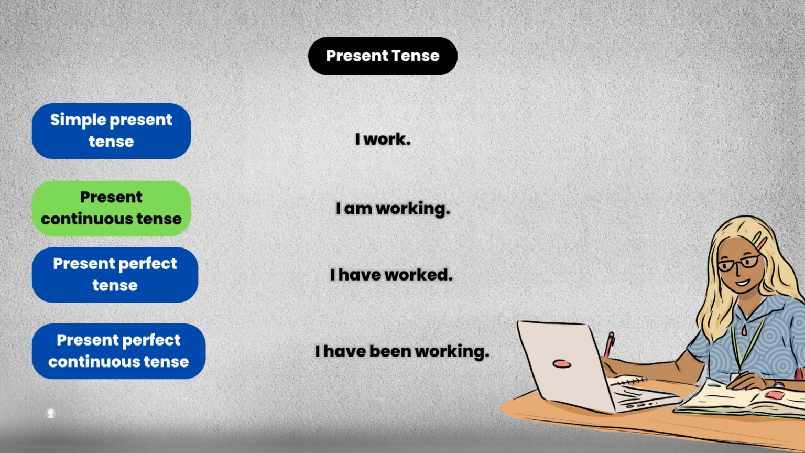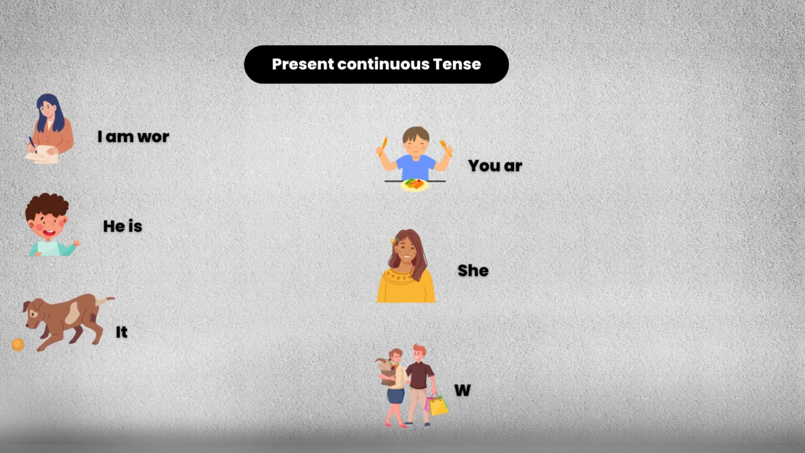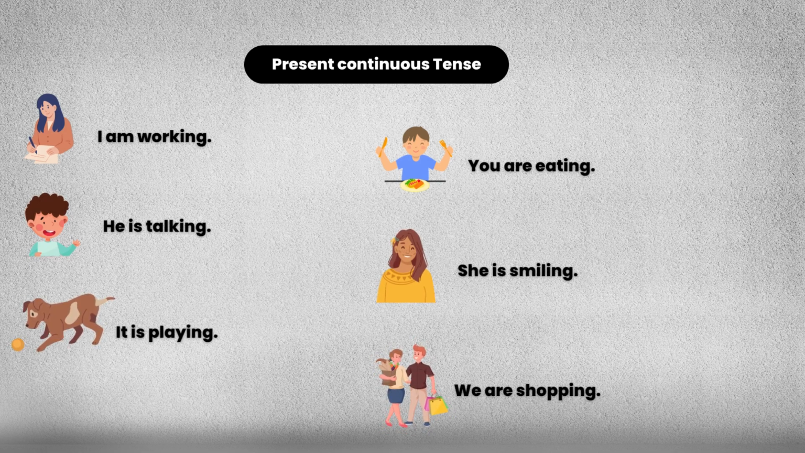Today we are going to focus on present continuous tense. What do we understand from present continuous tense? When we are talking about things or actions that are happening currently, we use present continuous tense. All these sentences are in present continuous tense. I am working. You are eating. He is talking. She is smiling. It is playing. We are shopping. All these sentences make clear that the action is being done right now.